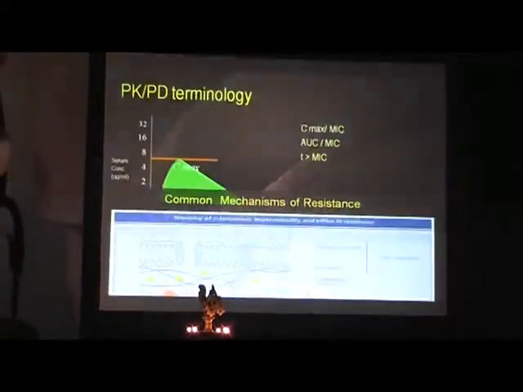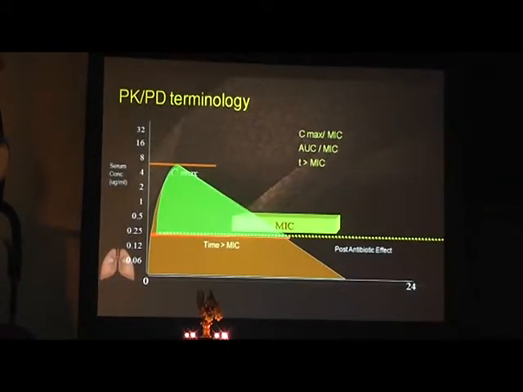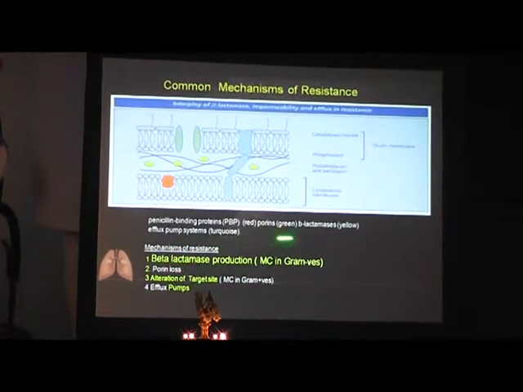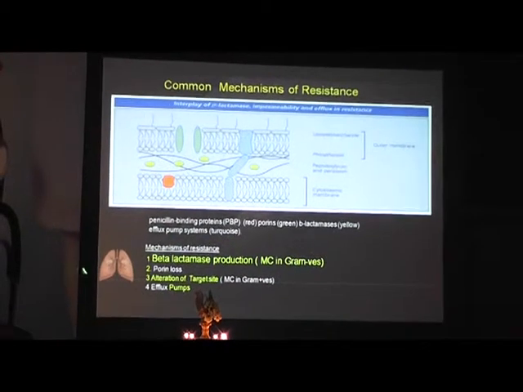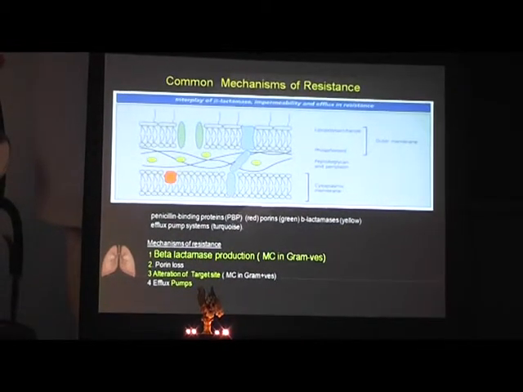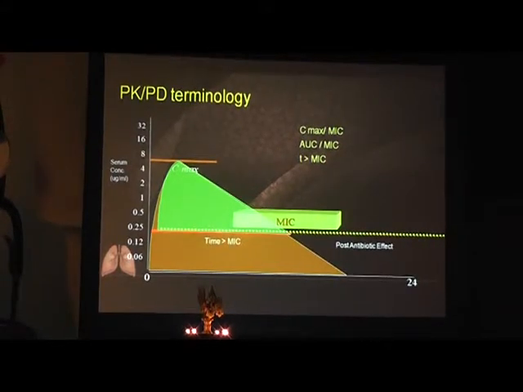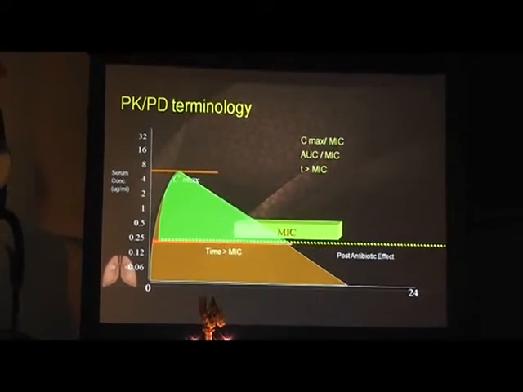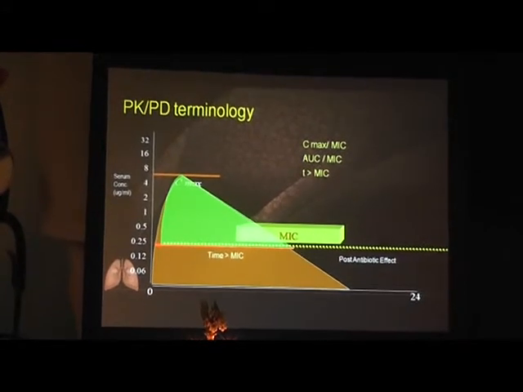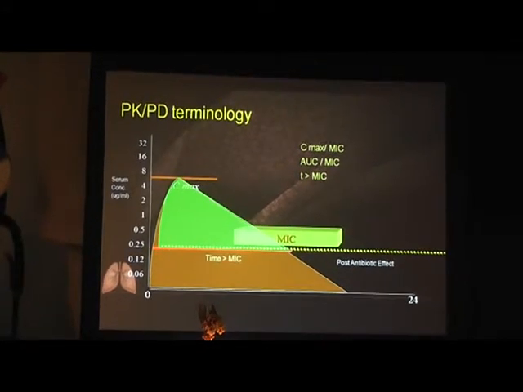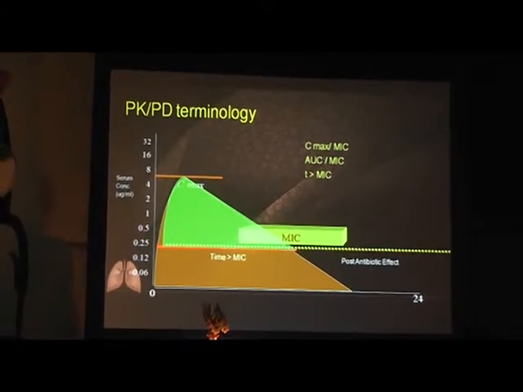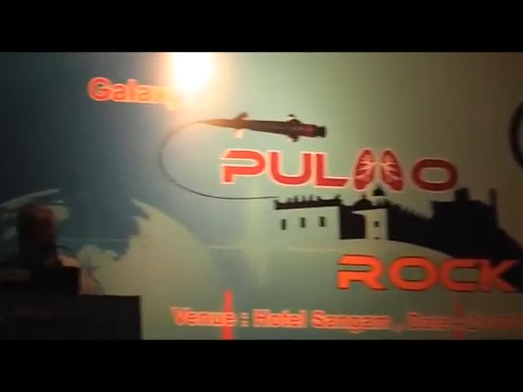Mechanisms of resistance, of course, would be beta-lactam resistance, and you have the porin loss, and you have the efflux pumps. But basically, I think this is something that we need to look at. There are 2 groups of antibiotics that we're looking at. We have concentration-dependent antibiotics and we have time-dependent antibiotics. And I think there is a clear difference in the usage of these antibiotics, as we shall see.